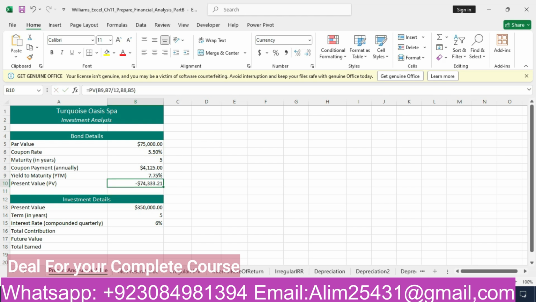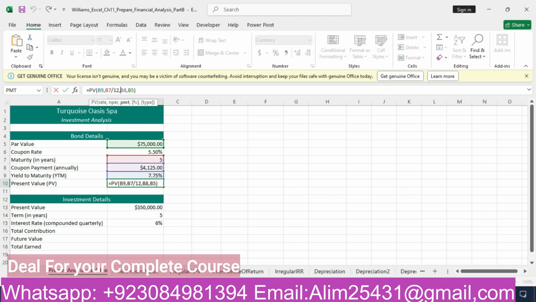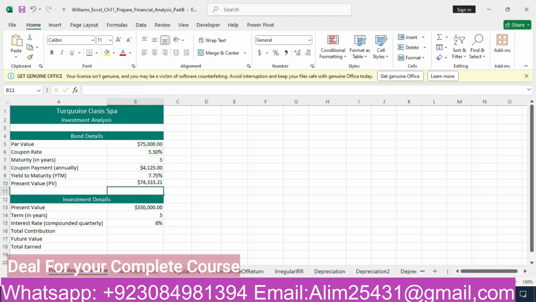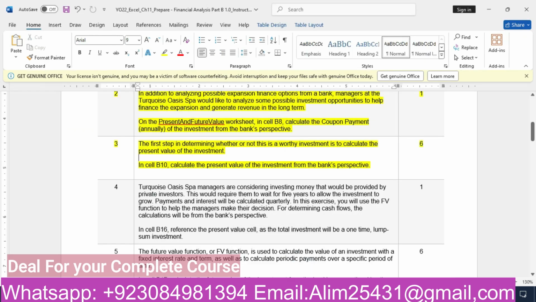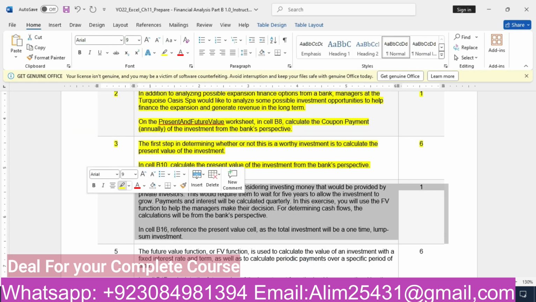So we have got the value in the negative. So we will make B8 a negative and B5 also a negative, so our values will be positive. We will press enter. So you see we have got our positive value in our cell B10. That's our third step. We will move to our fourth step.